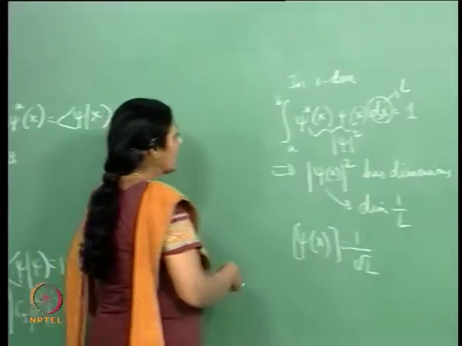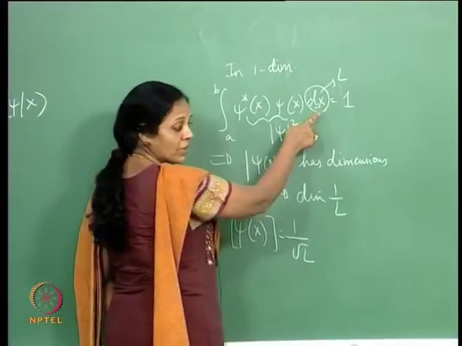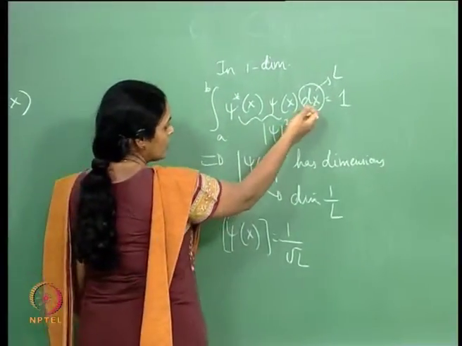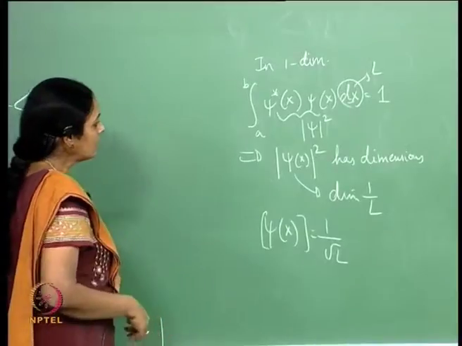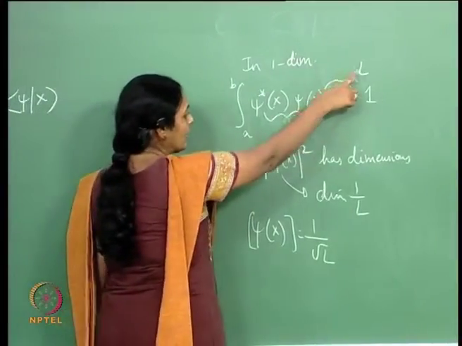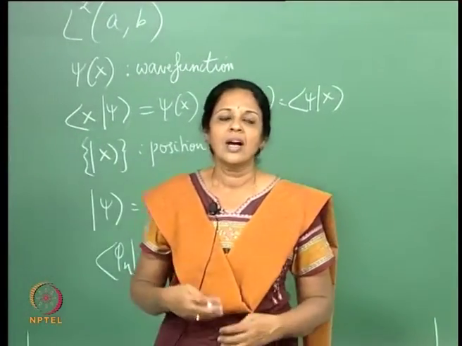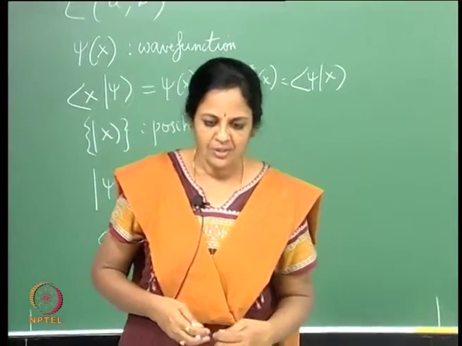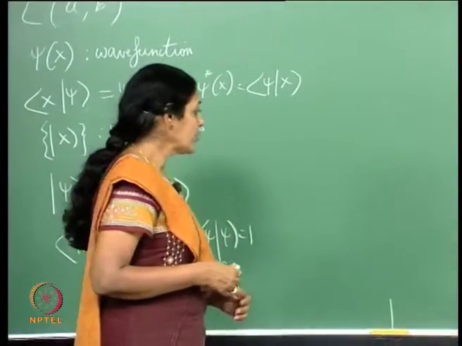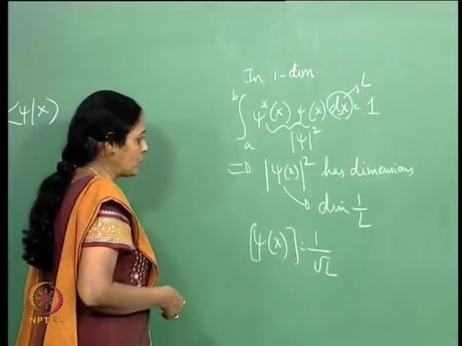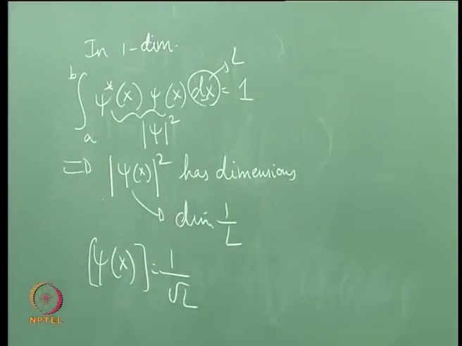And if you were working in 3-dimensional space, that would have been an elementary volume dv, which is dx, dy, dz in Cartesians, and that has dimensions L cubed, and therefore psi star psi would have dimensions 1 by L cubed, and the wave function in 3 dimensions would have physical dimensions 1 by L to the 3 by 2, and so on. So this is the way we look at the dimensions of the wave function. Needless to say, a very reasonable physical interpretation can be given to psi of x.